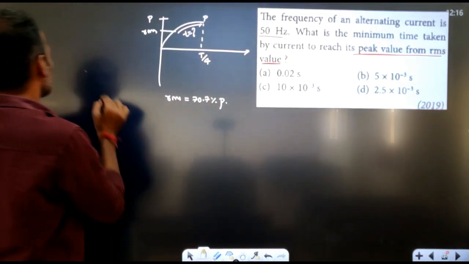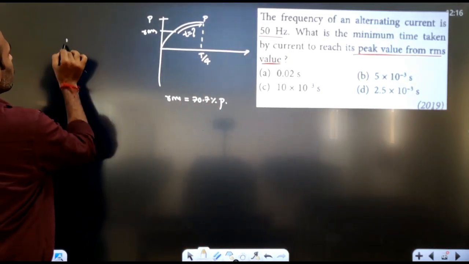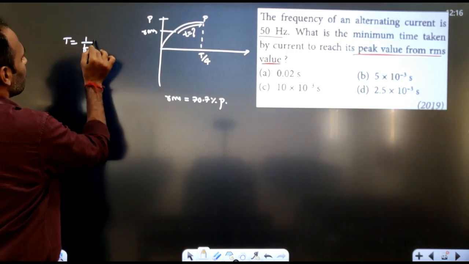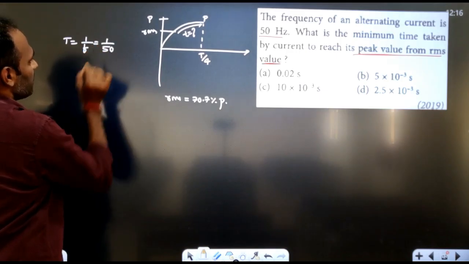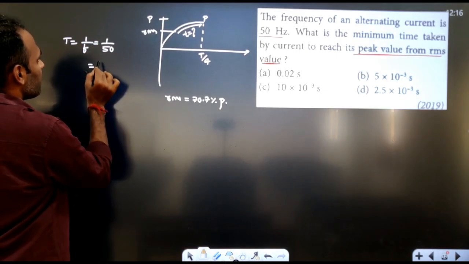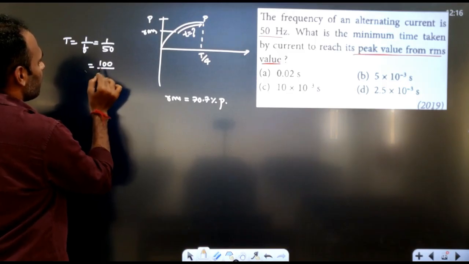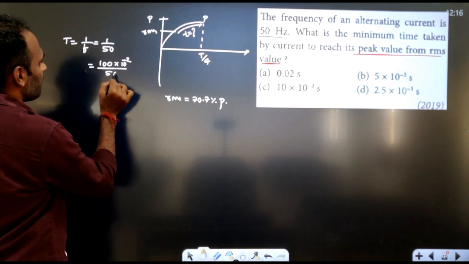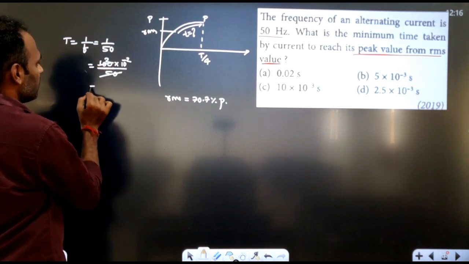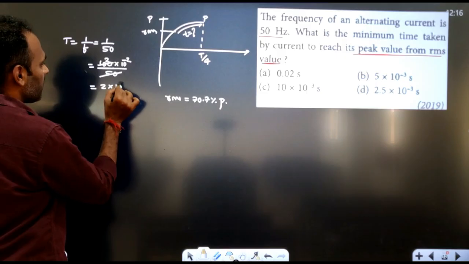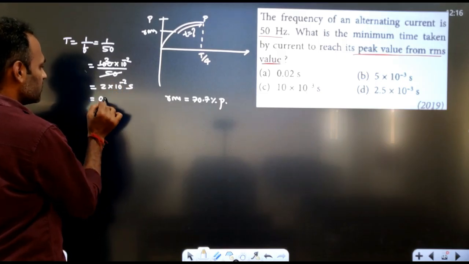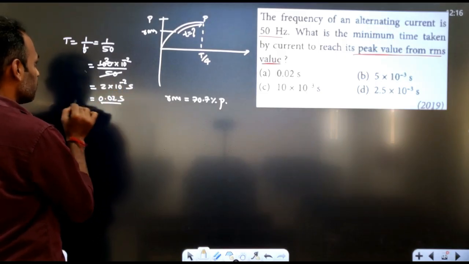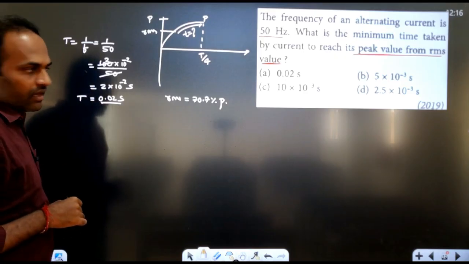First let us calculate the time period. Frequency is given. So time period is equal to 1 divided by frequency. It is 1 divided by 50. How can I write it? I can write it as 100 into 10 to the power minus 2 divided by 50. So it will be 2 into 10 to the power minus 2 seconds, or I can write it as 0.02 seconds. So this is T, right?